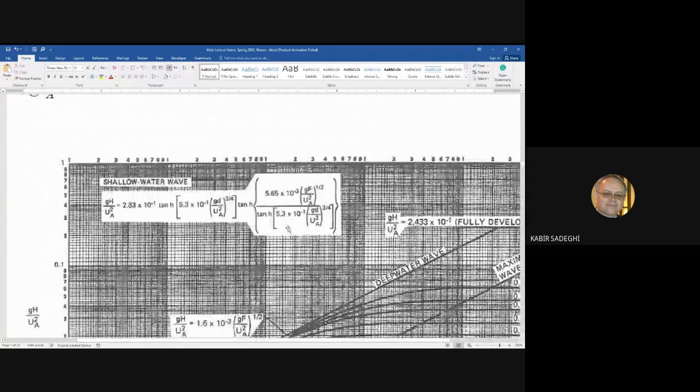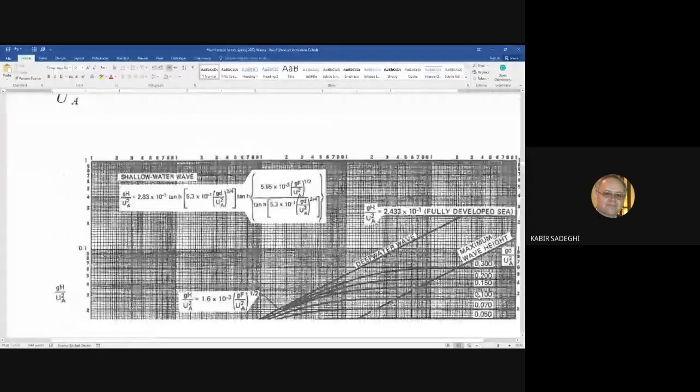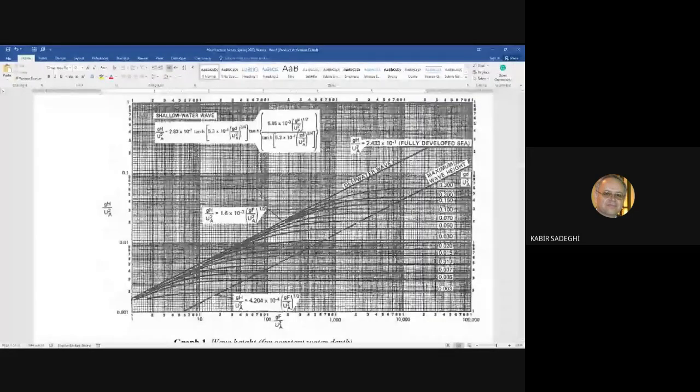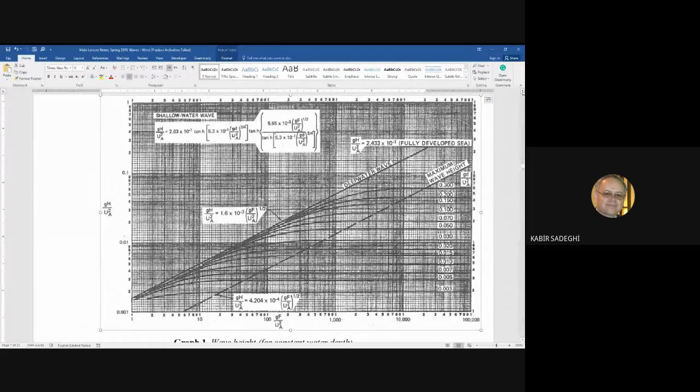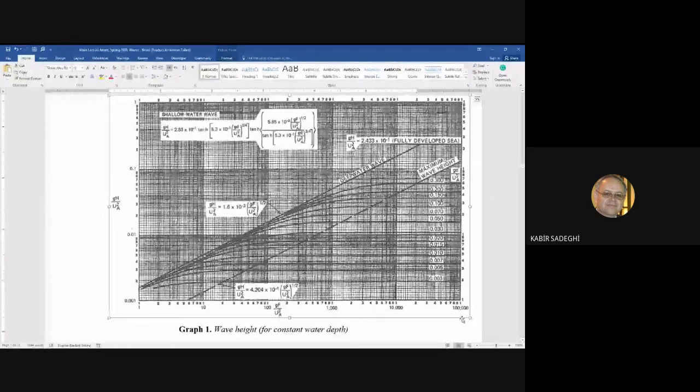Now, as I explained, and I am repeating it here because it is important, this is a graph in which we saw different cases implemented. You see that this is wave height when the condition of the water depth is constant. It means that it's for non-deep water. Why? Because in the formula you see water depth D, and also when you say constant water depth, it is for non-deep water.